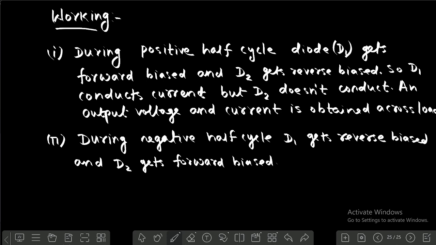So if D1 gets reverse biased and D2 gets forward biased, which one will conduct? D2 will conduct. D1 does not conduct current, but D2 conducts current.